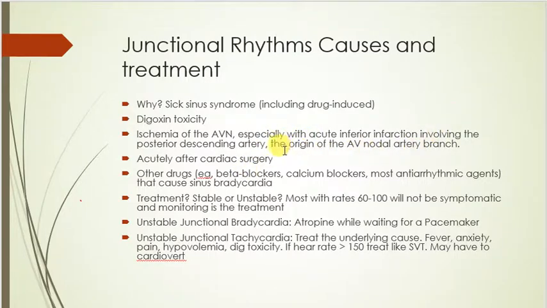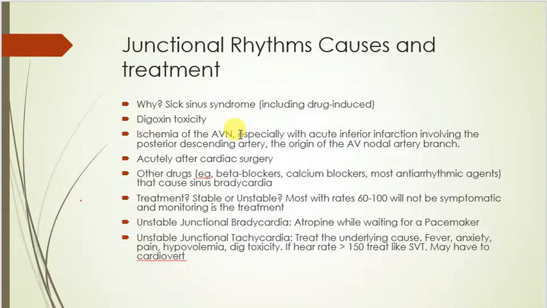And the reason why we bring up junctional is because sometimes this is the first sign for an acute inferior infarction. This is involving the posterior descending artery, and that's what affects the AV node. So very important to know, if your patient just starts to go into a junctional rhythm, this is something that you need to hook up a 12 lead and call your doctor and say, what do you want to do? And the doctor, usually cardiology, is smart enough to know whether this is harmless or it's not.